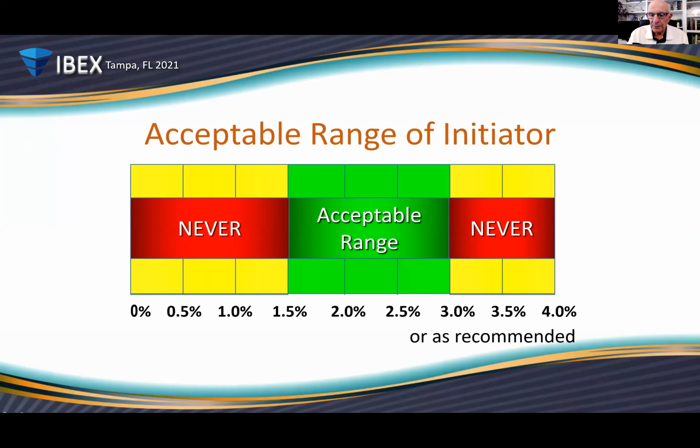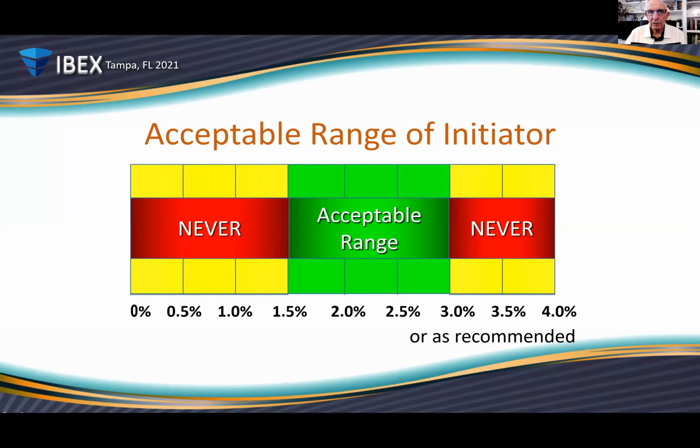Okay, so the acceptable range is typically for gel coats 1.5%. Some manufacturers ask for 1.75 or 1.8% as the minimum, up to around 3, maybe in some cases you could go 3.5. So this is the acceptable range. The gel coat manufacturer will tell you what that is or recommend it. If you ask them for the upper and lower limits on 9% active oxygen MEKP, you will get whatever that happens to be.